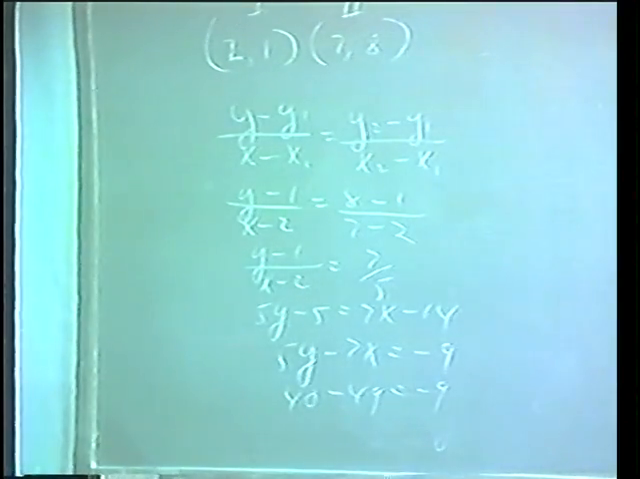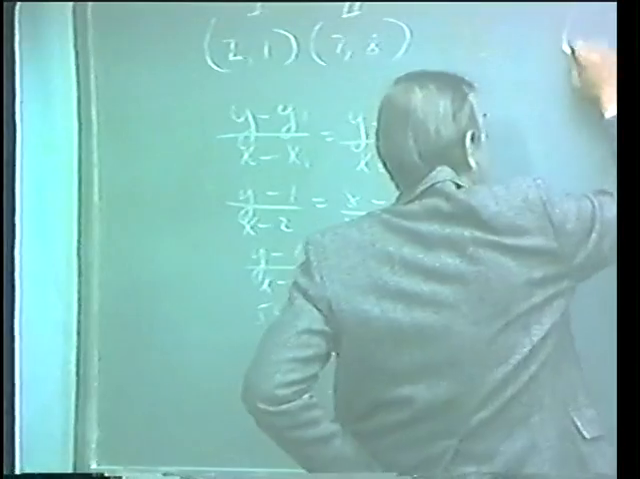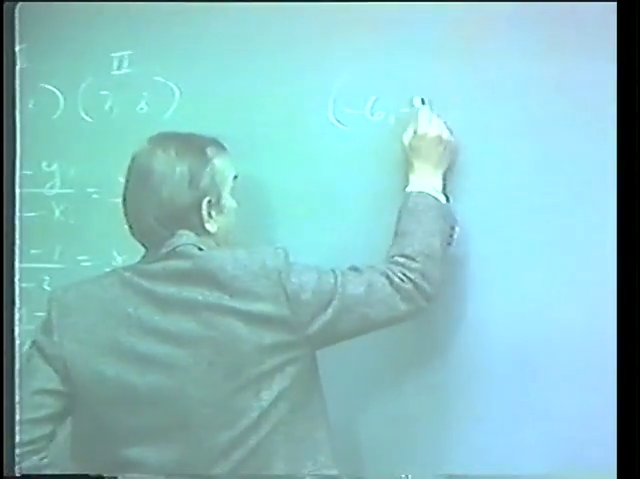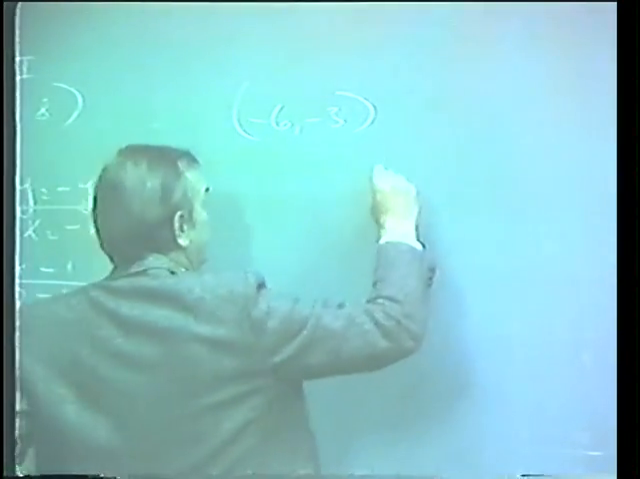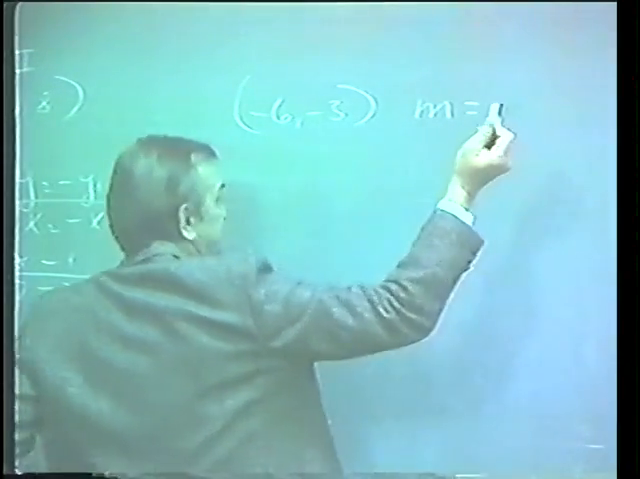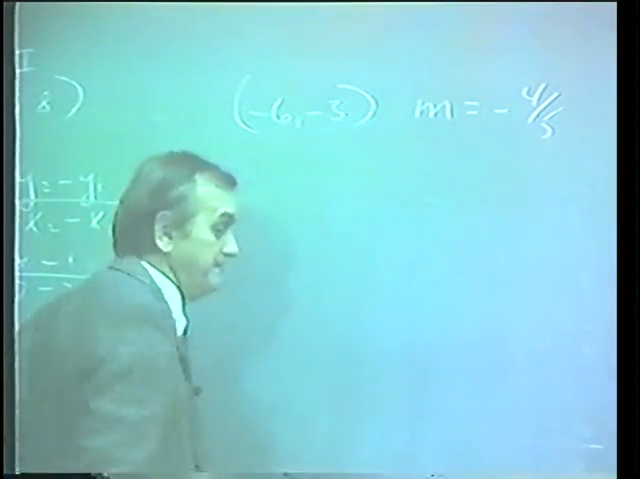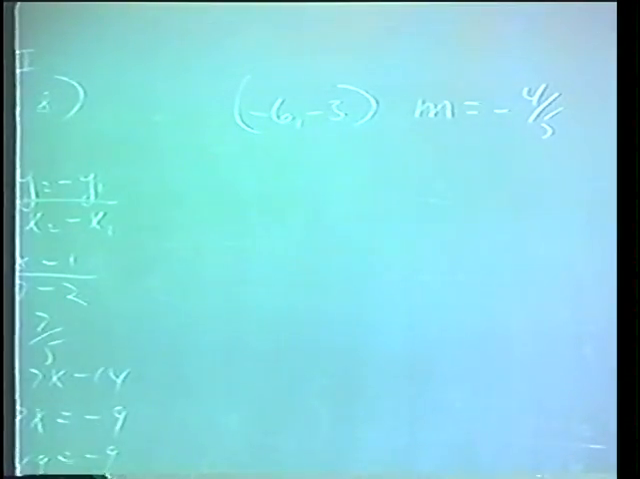Also, we've discovered that in order to have a line, you can have one point and the slope of the line. In other words, if I give you a line that passes through the point negative 6, negative 3, and I say m is equal to negative 4/5, you have a point and you have a slope. Therefore, you have a line.